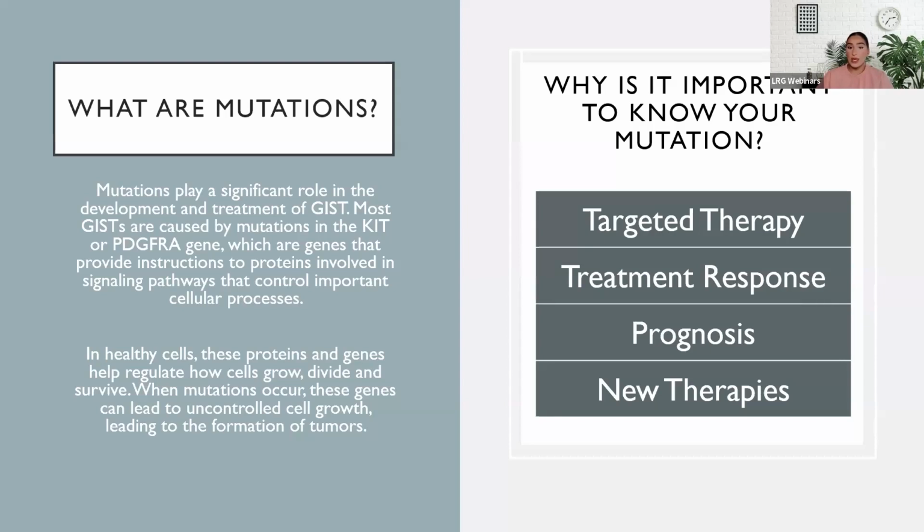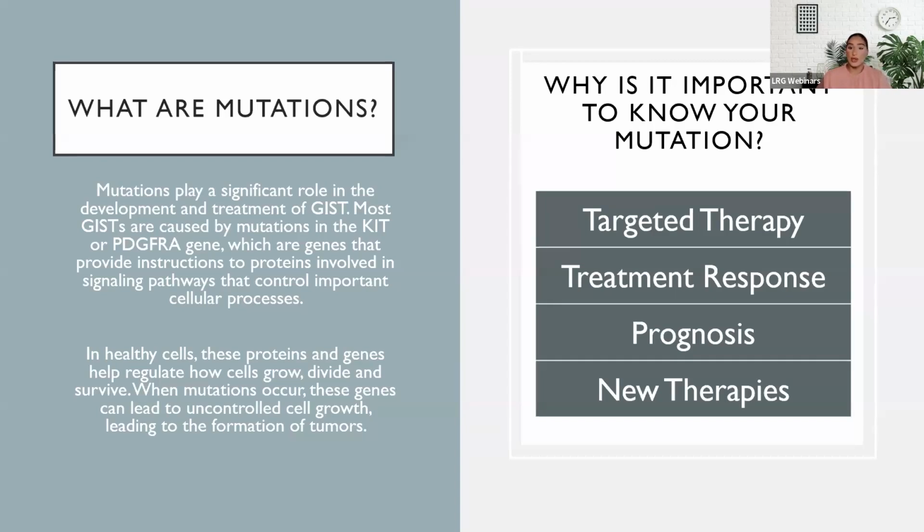Another is treatment response. The type of mutation can predict how well a patient responds to these targeted therapies. Patients with some types of KIT mutations respond very well to imatinib, while those with certain PDGFRA mutations may not respond to it at all. Another reason why it's important to know your mutation is prognosis. The presence, type, and location of the mutation can also provide important prognostic information. And lastly, new therapies. Understanding the specific mutation that drives GIST growth can guide research into new treatments.